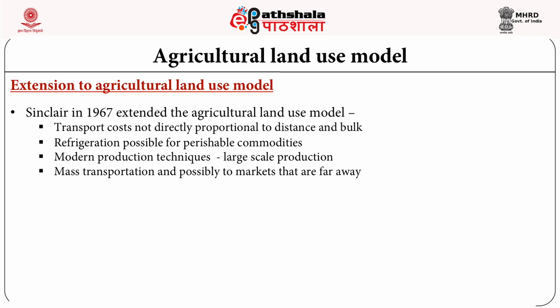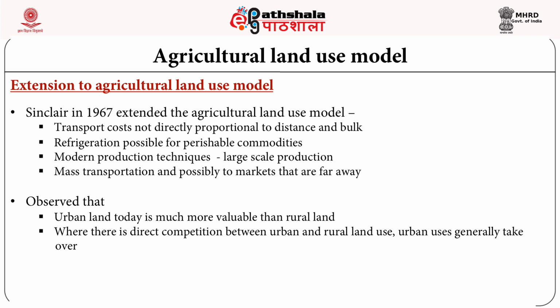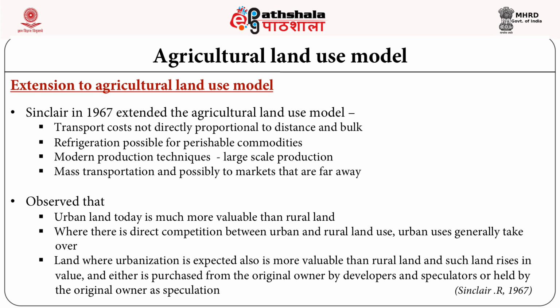Modern transport and production techniques could allow for large scale production. Then mass transportation, possibly to markets that were far away, was possible. So, therefore, these were the situational, or rather the context, which Sinclair used while extending this model, and he observed that urban land today is much more valuable than rural land, and where there is direct competition between urban and rural land uses, urban uses generally take over. Land where urbanization is expected is also more valuable than rural land, and such land rises in value and is either purchased from the original owner by developers and speculators or held by the original owner as speculation.